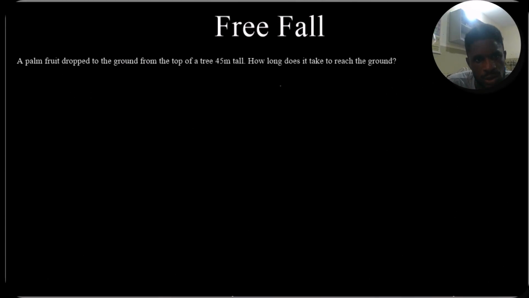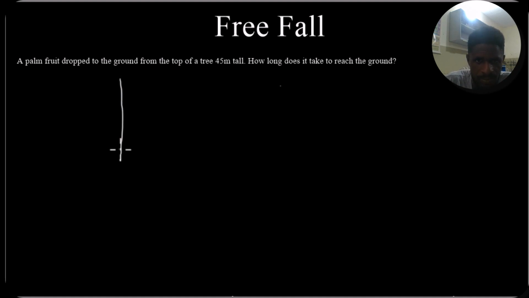All right, so for our first question: a palm fruit dropped to the ground from the top of a tree 4 to 5 meters tall. How long does it take to reach the ground? The first thing we want to do under free fall is to make a sketch. So we make a sketch.